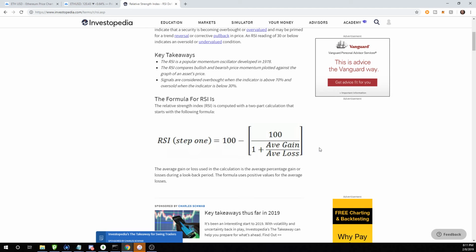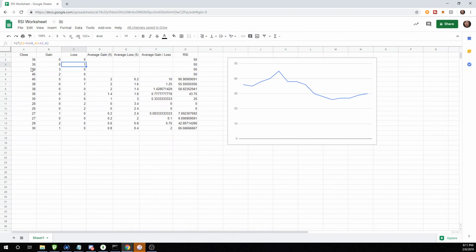So here, we don't have anything because this is our starting number and we have nothing to compare it to. But the next one was a loss of 1, followed by a gain of 3, a gain of 2, a gain of 5, a loss of 7, and then here we had a 0, here we had a loss of 2, a loss of 6, a loss of 2.